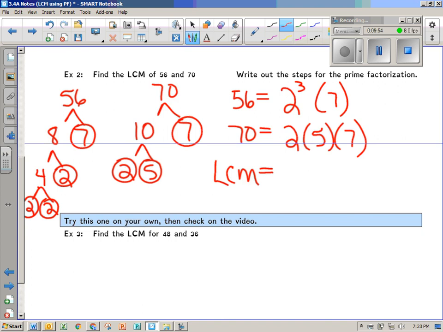you actually need the highest power of each of the factors. I think earlier I said common. That's actually incorrect. I need to adjust that on my notes. So you look at the 2's, and you need the biggest one. So that's 2 to the third.